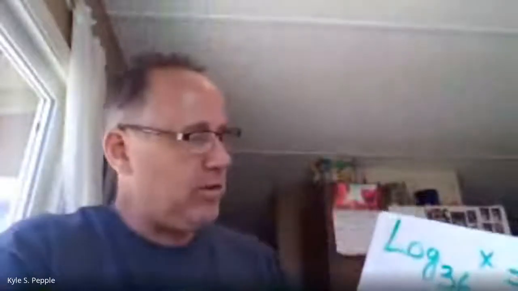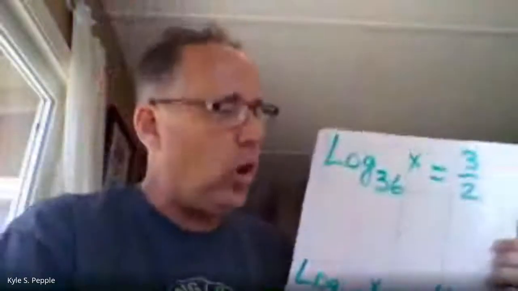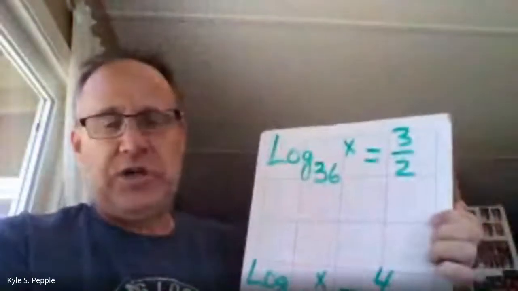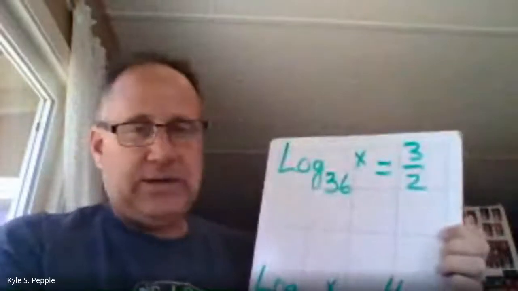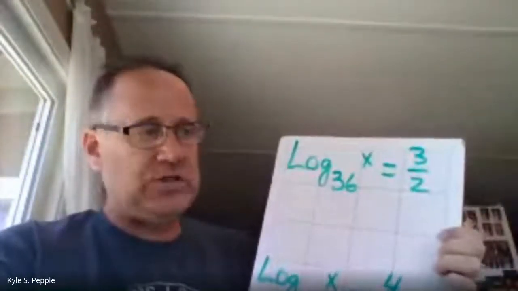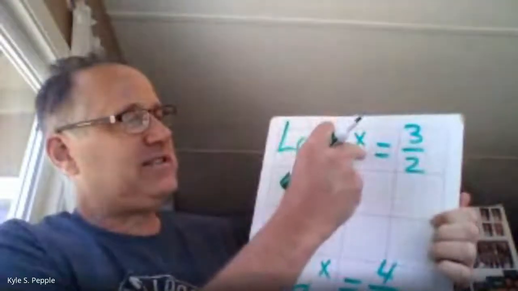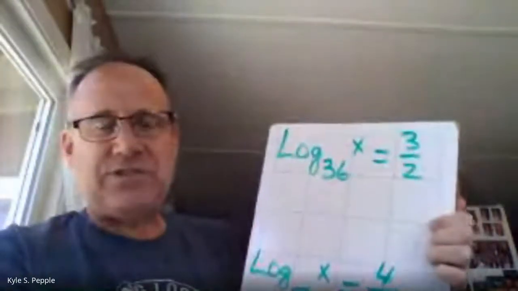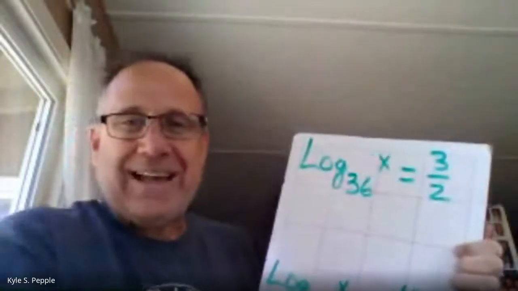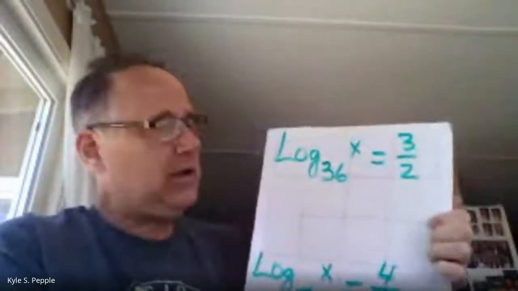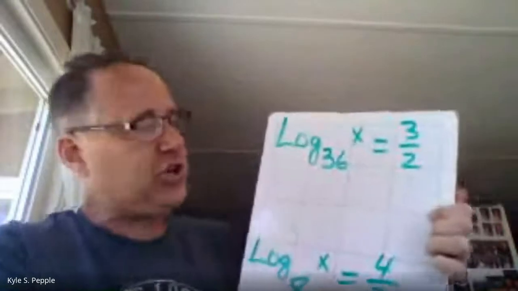Appreciate that. So here's example one in terms of solving logarithmic equations. This first one is shown right in your book, and then we're going to go through about three other ones for example one. Log base 36 of x equals 3/2. We want to rewrite that in exponential terms.